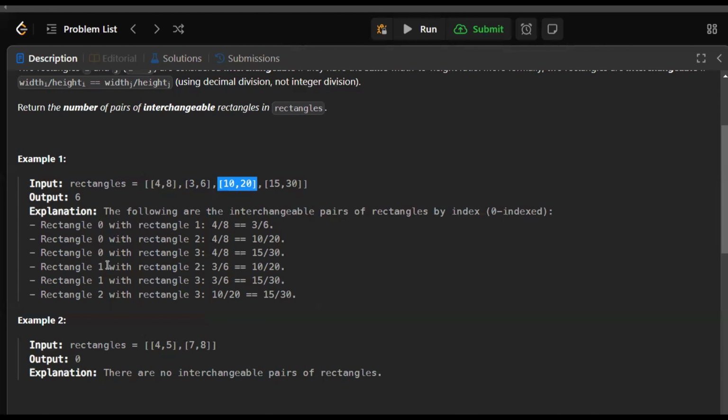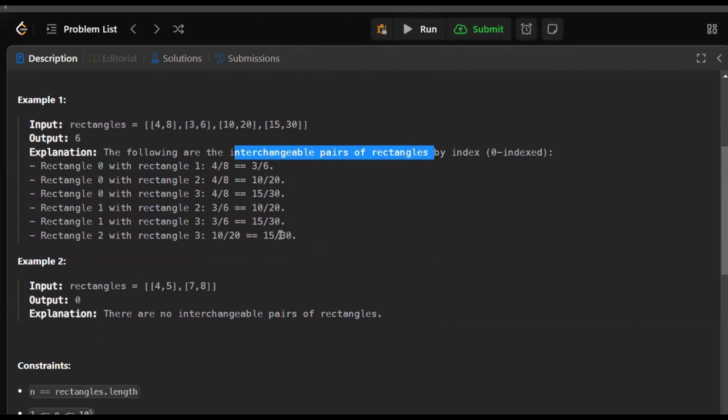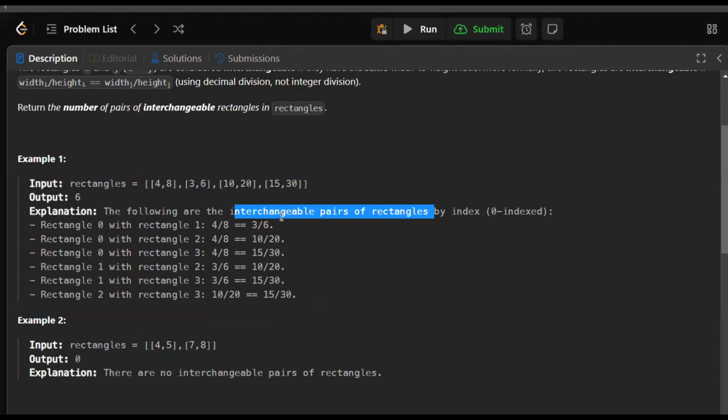So here we can see that for this example 1, the output is 6. That means there are 6 possible interchangeable pairs of rectangles. So now, I hope you understood the problem statement. Now let's move on to the algorithm.